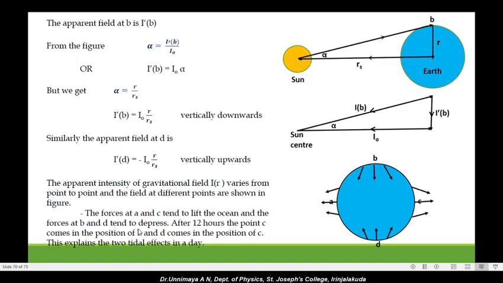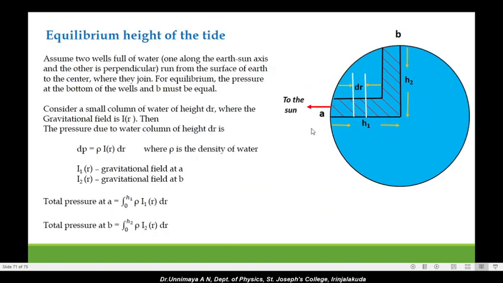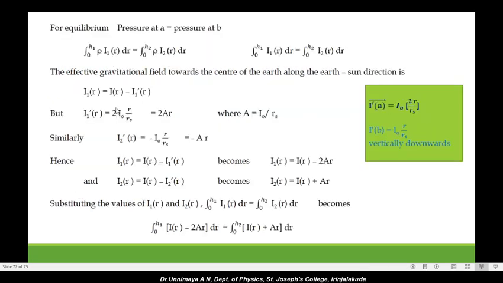Here we are considering two points. One is the point A, where we take 1, and for the point B we take 2. So what is I1 prime r? It is I prime a, that is 2I0 r by rs. Now replace I0 by rs with capital A. I0 by rs is replaced with capital A. Then I1 prime r is equal to 2AR.